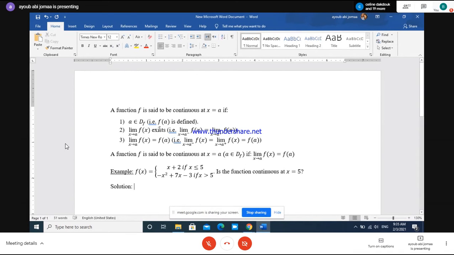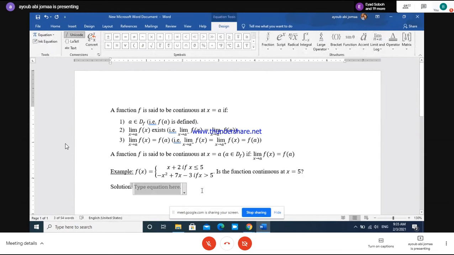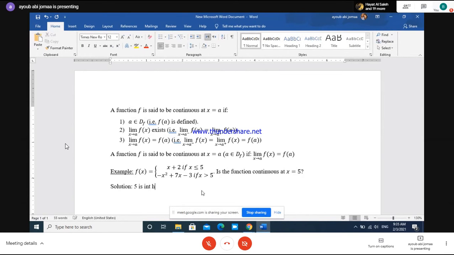to check the continuity, we have to check these three conditions. First of all, is 5 in the domain? Of course, professor. Now look, here we have or equal 5. The function is equal to x plus 2 if x is less than or equal to 5. So 5 is in the domain. So first condition, 5 is in the domain.